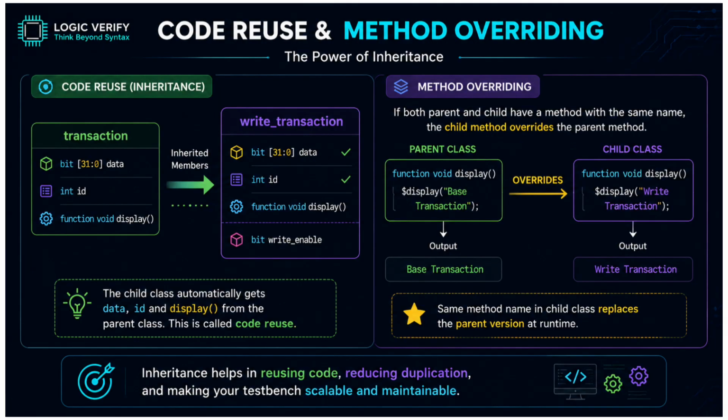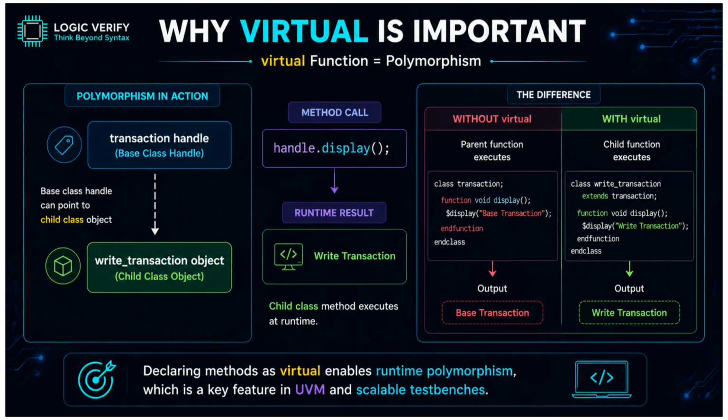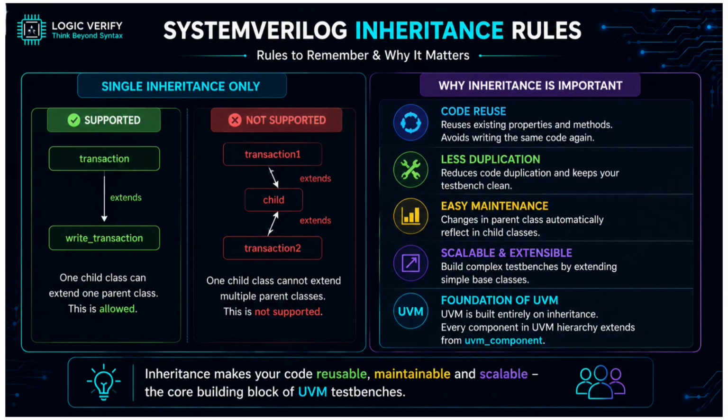Now here's the important concept. The child class automatically gets data, ID, and the display method. This is called code reuse. Now another important concept. If both parent and child have a method with the same name, the child method overrides the parent method. But for proper runtime behavior, the parent method should be declared as a virtual function. That enables polymorphism. Also remember, SystemVerilog supports only single inheritance. One class can extend only one parent class.